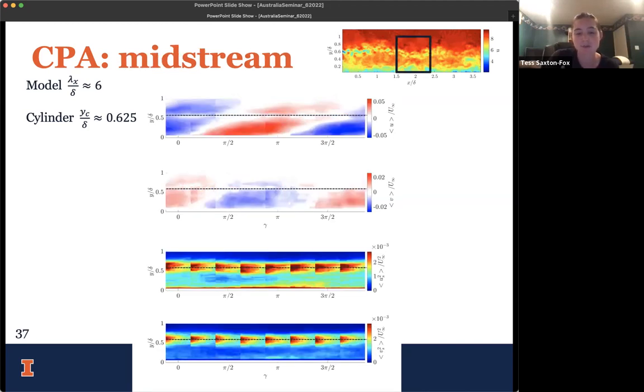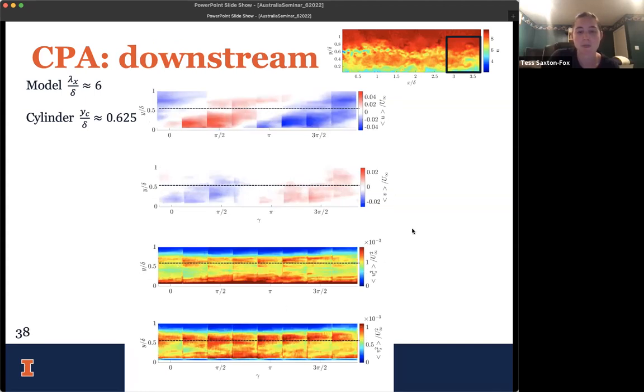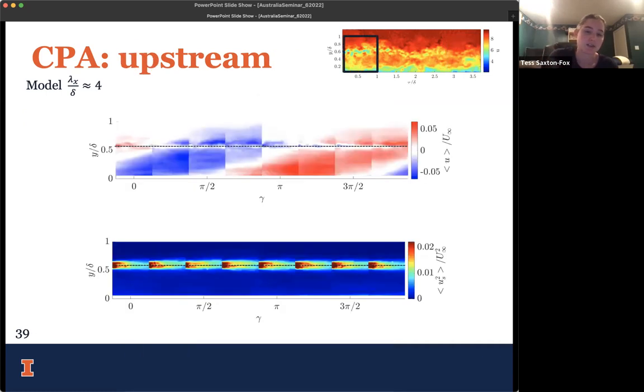And as we look farther downstream, we do see some change. We do see some variation as a function of phase, but it's less pronounced. It's less clear. And I think this suggests that it matters which structure you're asking about. This structure lives near to the wall. The cylinder doesn't.